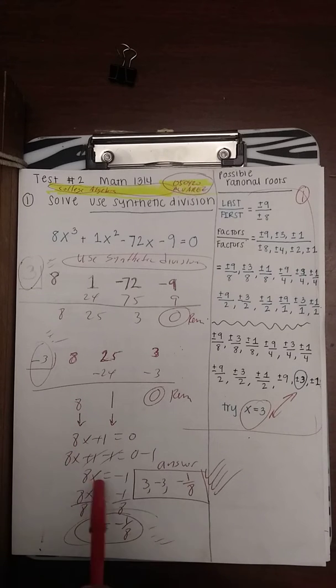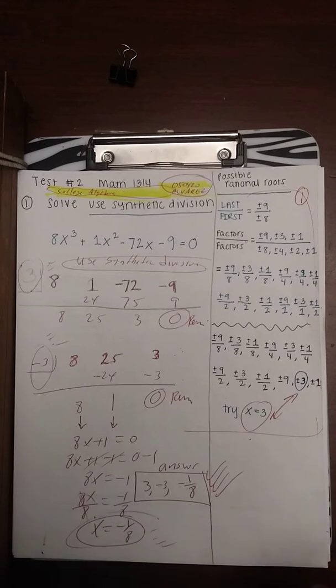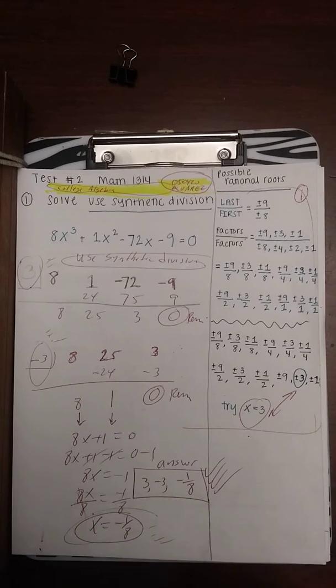8x plus 1 equals 0. Minus 1, minus 1. 8x equals negative 1, divided by 8. These cancel. So now we have negative 1/8. So the answers are 3, negative 3, and negative 1/8.